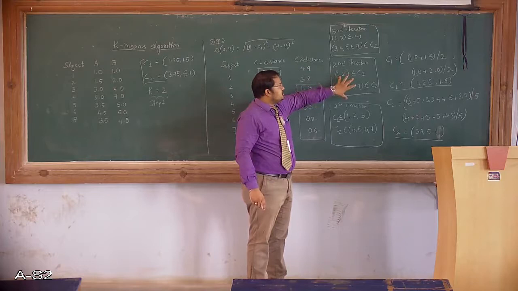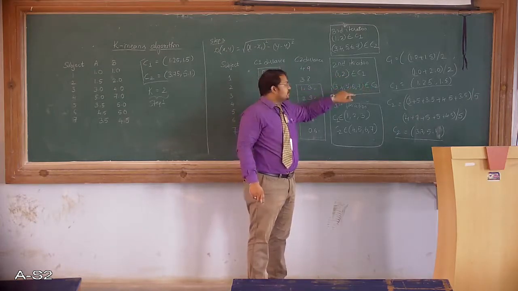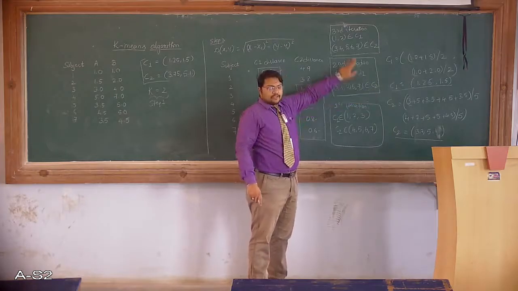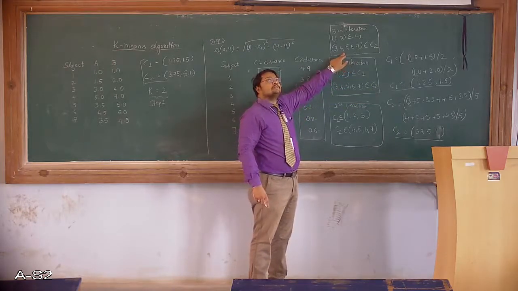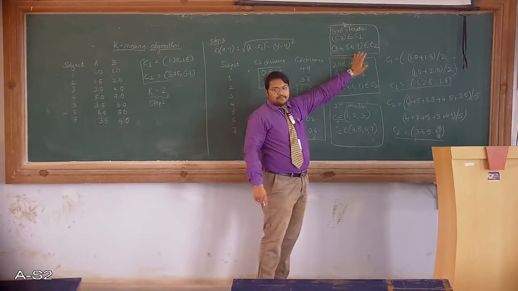In the second iteration also we got elements 1 and 2 in the category of cluster 1, and 3, 4, 5, 6, 7 fell into cluster 2. In the third iteration also we have got the same values. 1 and 2 fall under cluster C1, 3, 4, 5, 6, 7 fall under cluster C2.